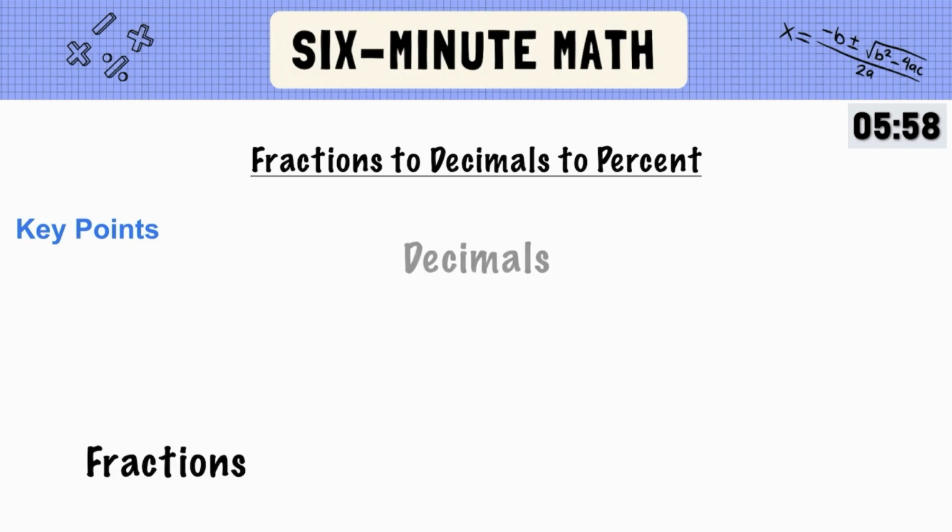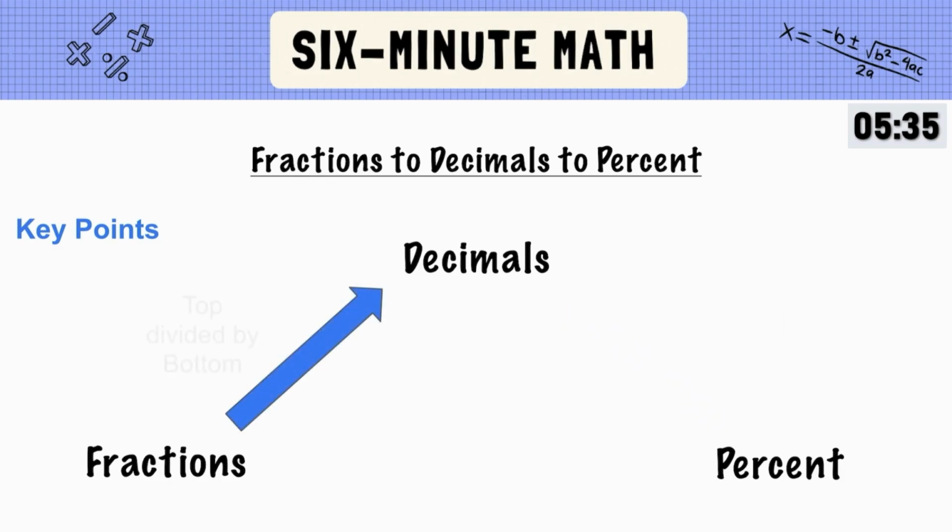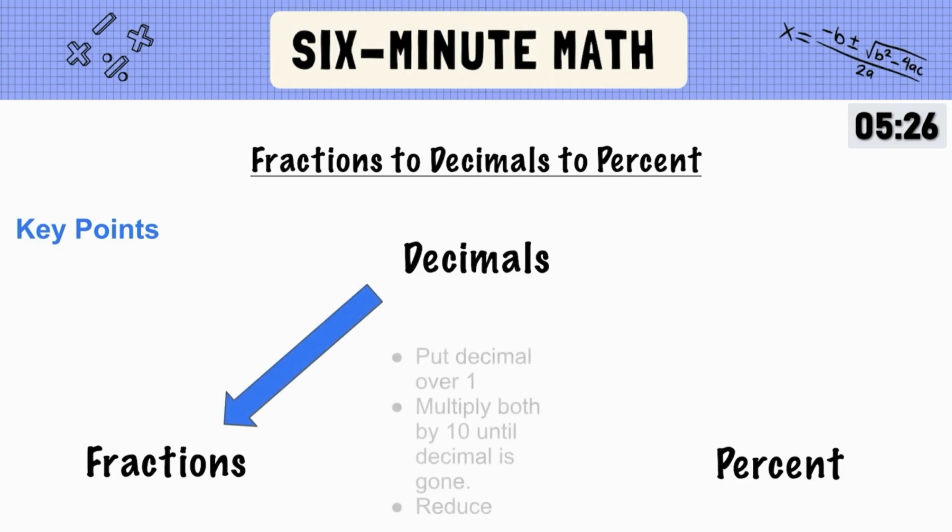Our key points when we are looking at fractions, decimals, and percent is a handy little conversion triangle here. To go from decimals to percent, we are simply going to multiply by 100. Conversely, if I were going from percent to decimal, I would do the opposite by dividing by 100. To go from fractions to decimals, I simply go top divided by bottom. But to go from decimals to fractions, there is a little bit of a process.